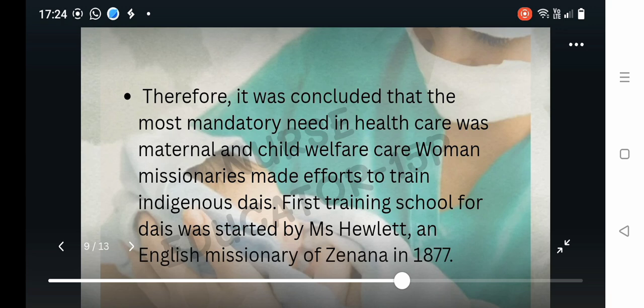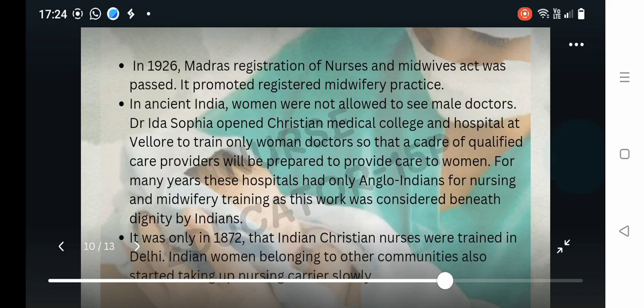So they started training for the nurses. The first training school for nurses was started by Miss Hewlett, an English missionary, in 1877. In the year 1877, the first training school for nurses was started by an English missionary.